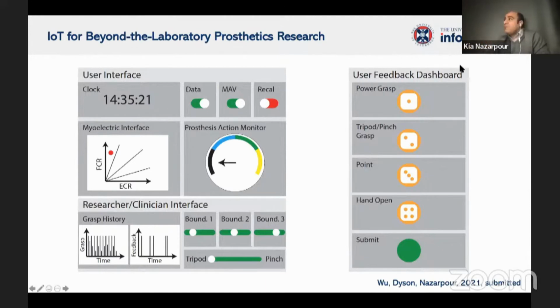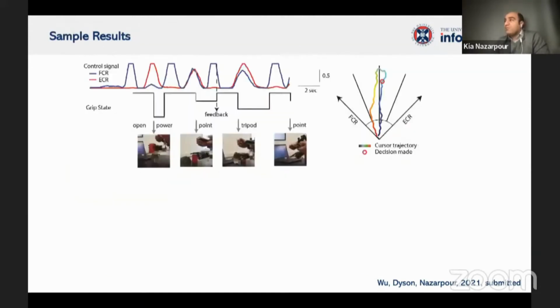Also, with the user feedback dashboard, we would be able to see when things don't go the way that the prosthesis user wants. They would be able to report and provide us with correct labels for the data that we just recorded.